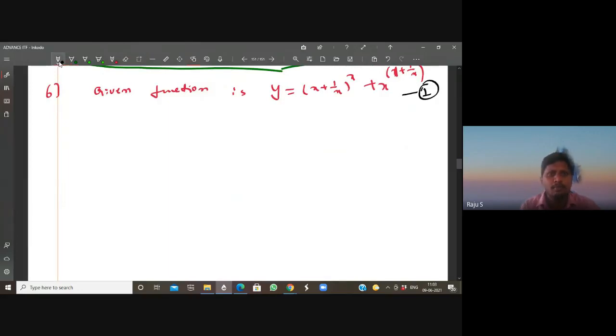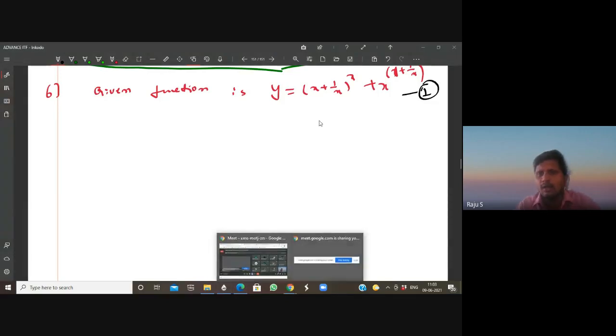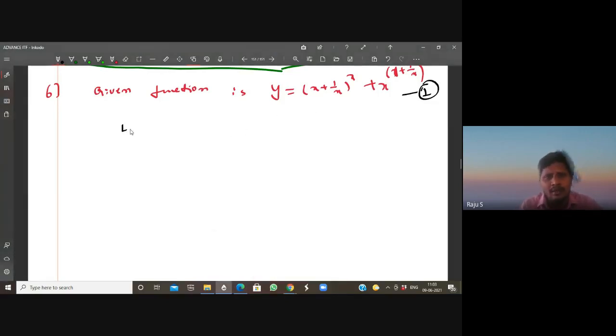So we cannot apply log on both sides, because if we take log on both sides, the RHS becomes log of a plus b form. So what to do here? Let us consider the first function as u. u is equal to (x plus 1 by x) all to the power of x, and v is equal to x to the power of 1 plus 1 by x. If I substitute these values in equation 1, it becomes u plus v.